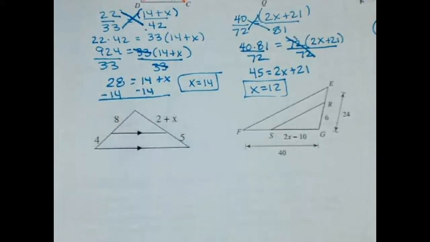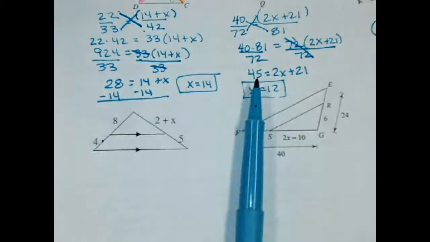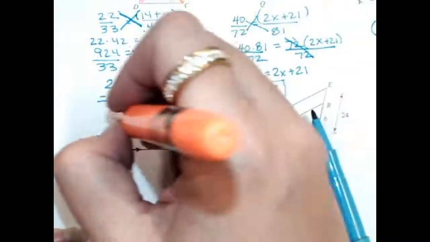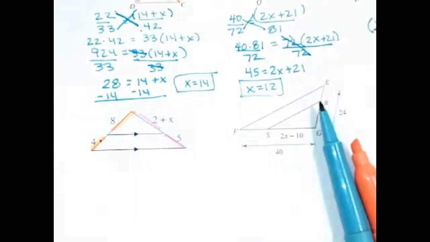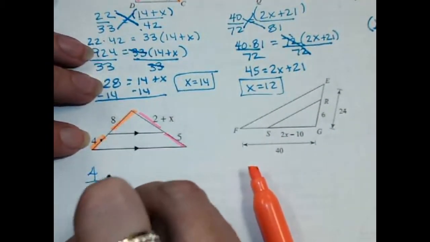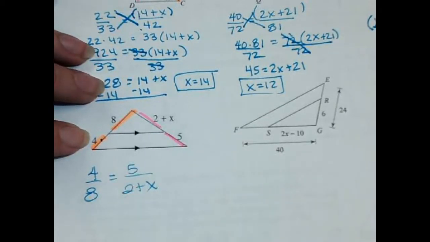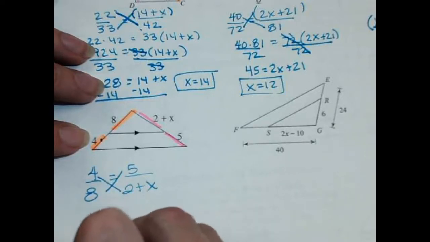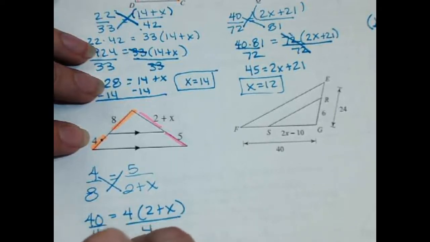So on this one, for instance, I can say that this part, the 4, goes with this part, like this part goes with this part. So when I set out my proportion, I can do 4 over 8 equals 5 over this. Cross multiply. 40 equals 4 times 2 plus x. I can just go ahead and divide by 4 if I want, to make that easy. 10 equals 2 plus x. Those cancel. Minus 2, and we get x equals 8.